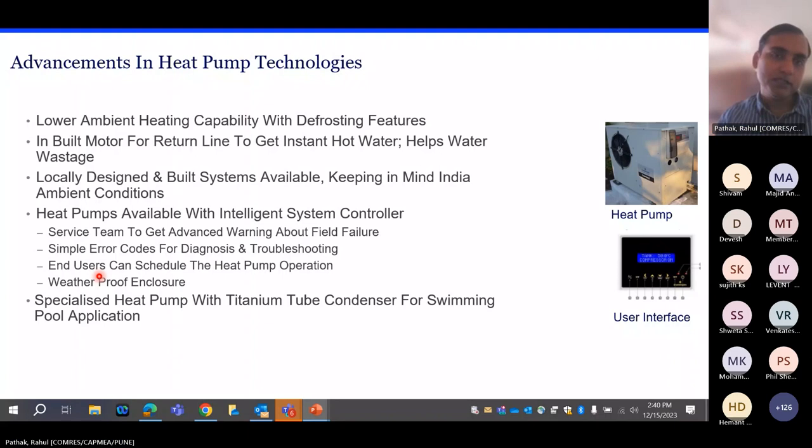Right? So these are some of the advancements we have seen in the market over the last couple of years. So I thought of sharing this advancement, apart from the basics of heat pumps, in this session. With that, this is what I wanted to pass on to all the attendees today. So back to Santosh.